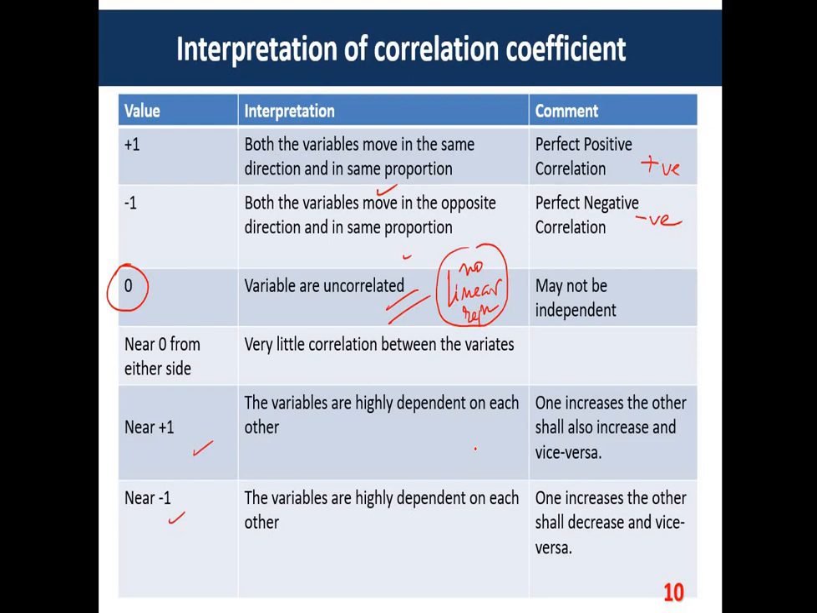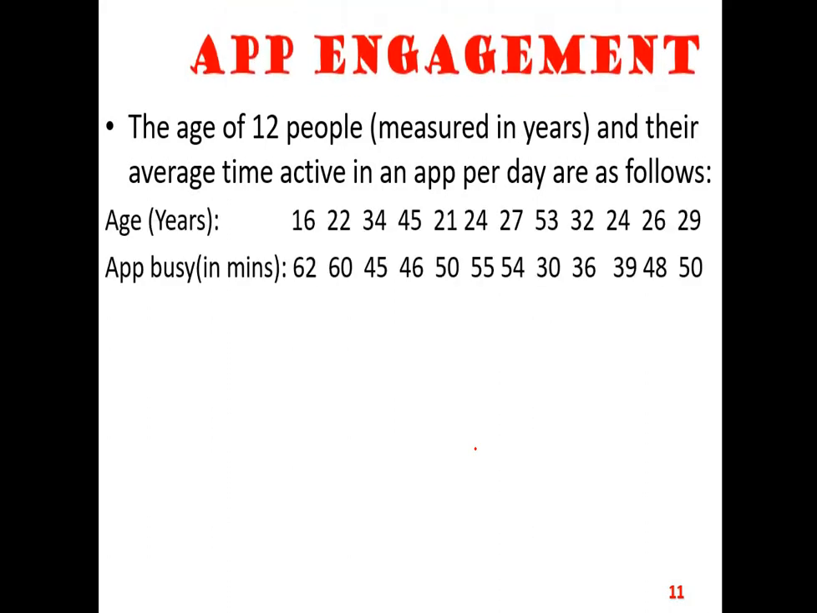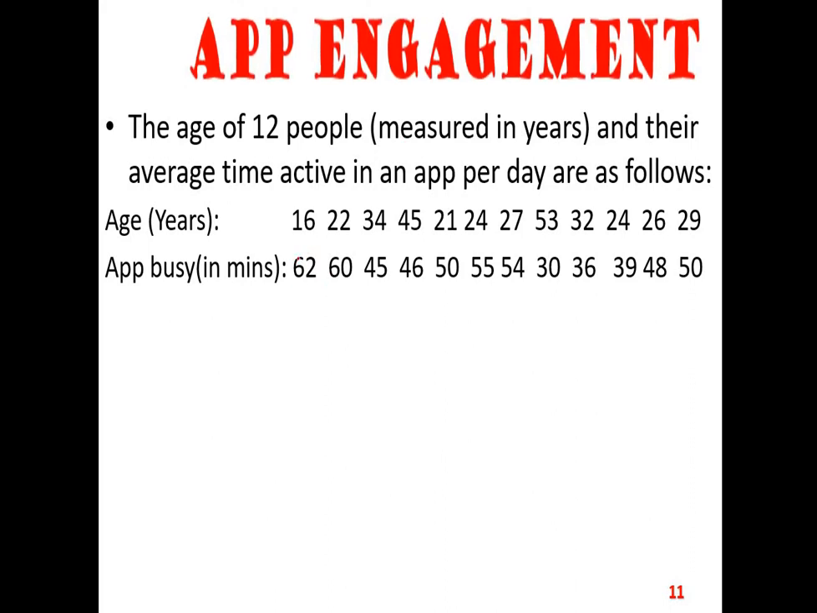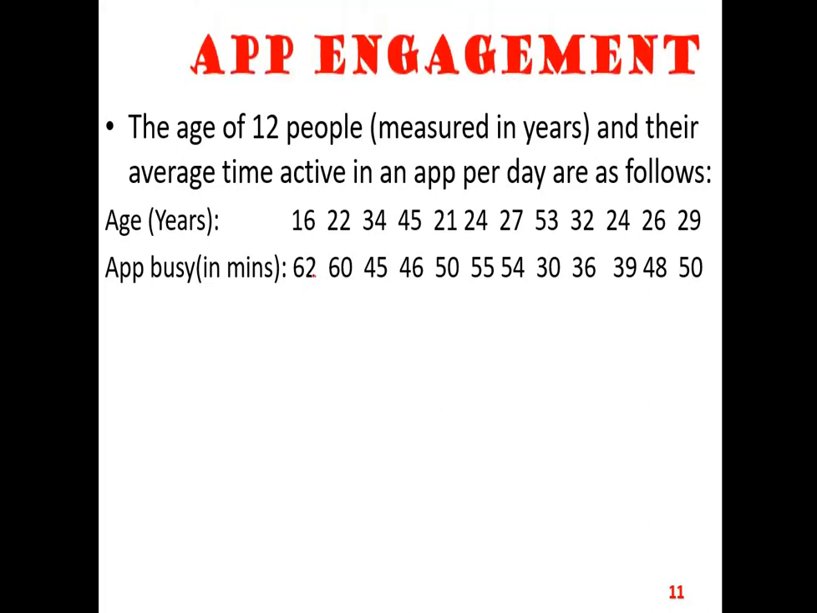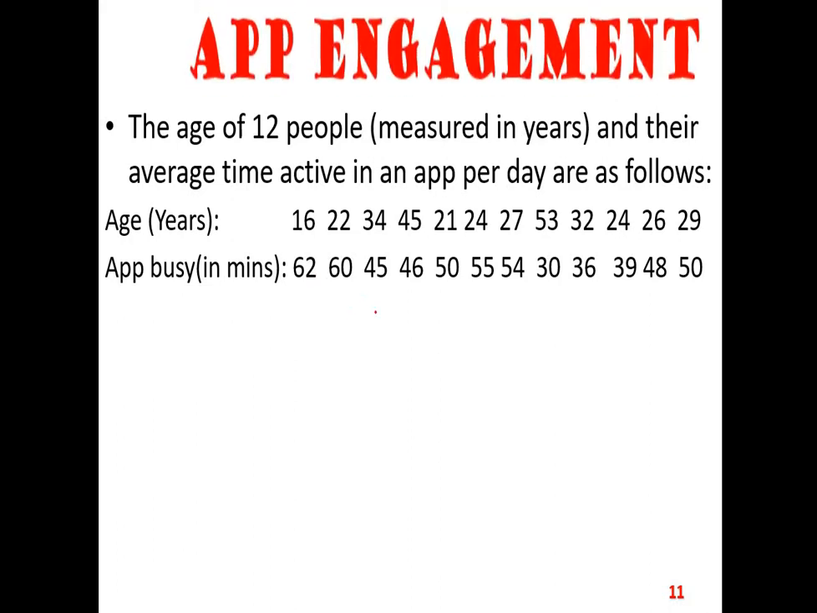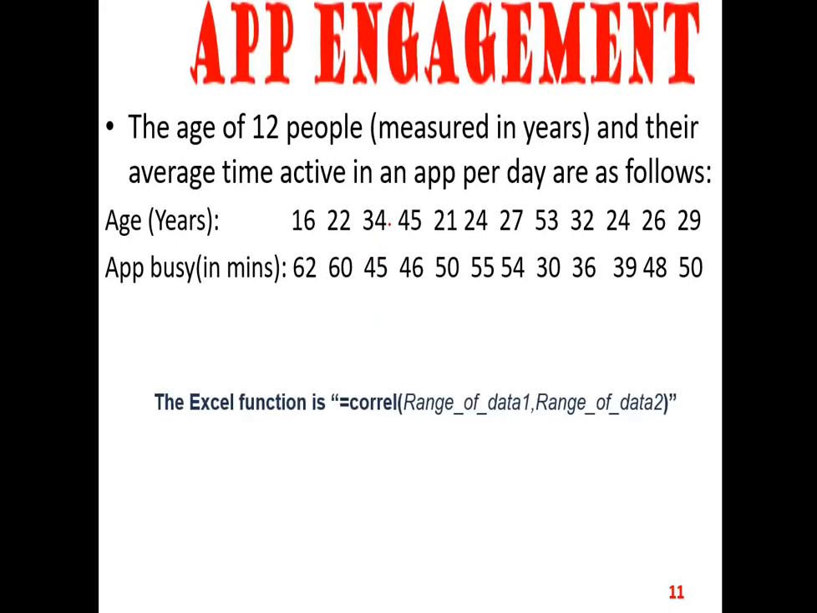Now let us see how we can do this computation. Computationally, suppose we take an example that these are data of 12 people. These are their ages, as you can see, and this is the number of minutes per day when they are engaged in watching a particular app in mobile, maybe an OTT. Okay, app engagement. So I have data about the ages and I have data about their app engagement, and I want to find out the relationship between the two, and I want to use Excel for that purpose.